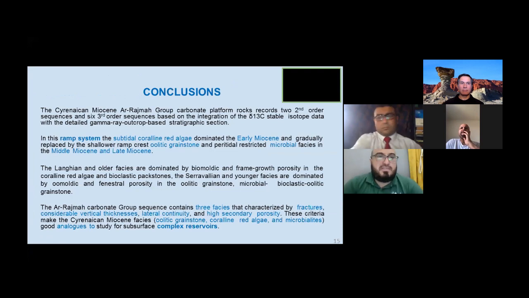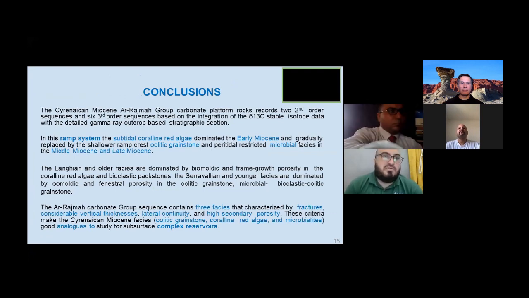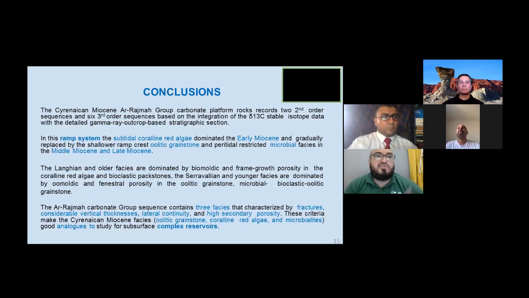So let me conclude this brief presentation. We have the Ar-Rajmah Group divided into a ramp system, subtidal coralline red algae, and peritidal restricted microbial facies. So three types of rocks have been identified, and they could be good reservoirs: oolitic grainstone, microbial facies, and coralline red algae.